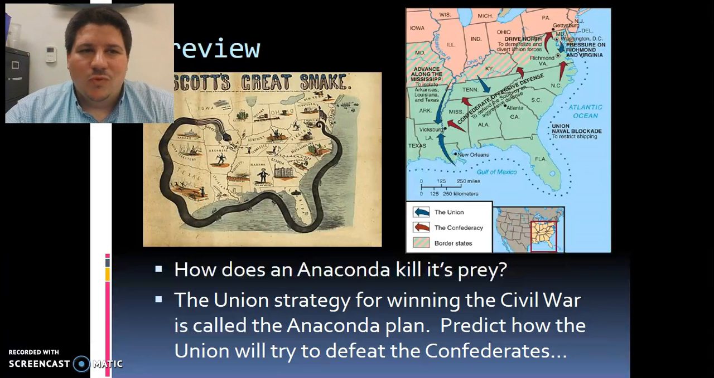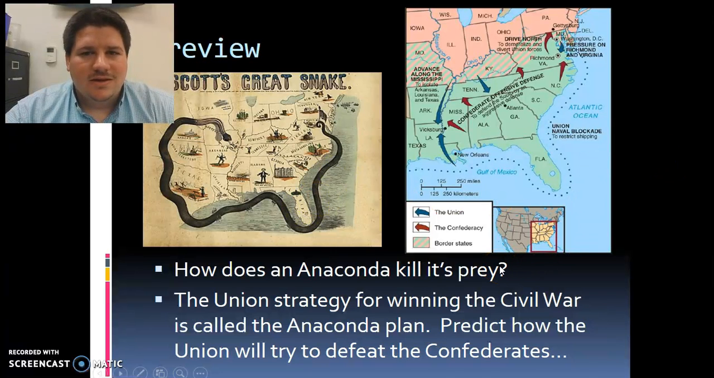of the Civil War. So your preview question today, on the left side here, you see a political cartoon. It says Scott's Great Snake. You're going to draw this general region of the United States. You don't have to draw every single state like you did before, but you do have to get the general outline of the U.S., and then you're going to draw a snake around it. And then I want you to answer the following two questions.